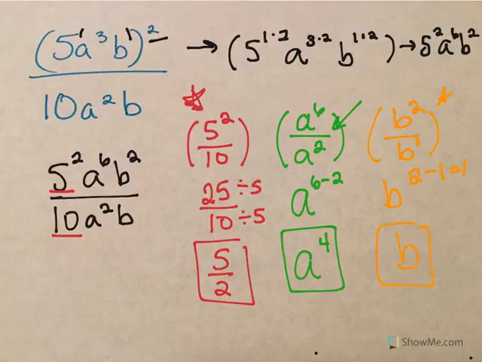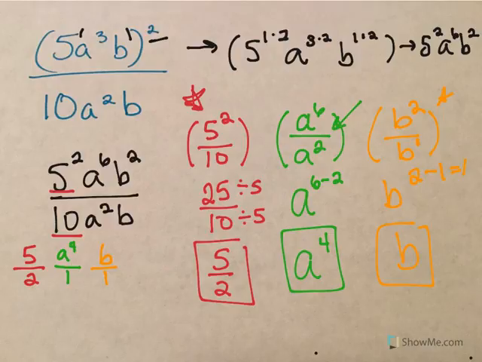The last thing we need to do is put all of these bases back together to write our most simplified expression. So remember that we have these two. Well, let's start with 5 to the power of 2. And then if a to the power of 4 is not a fraction, we can make it into a fraction, a to the power of 4 over 1. And same with b over 1.